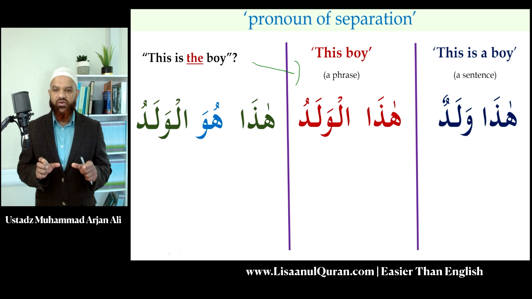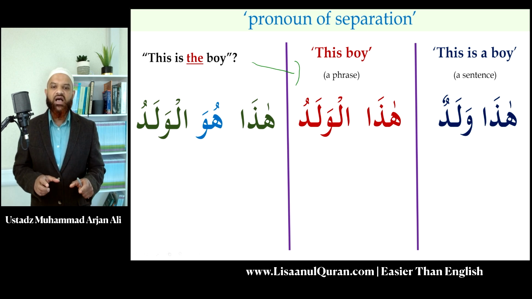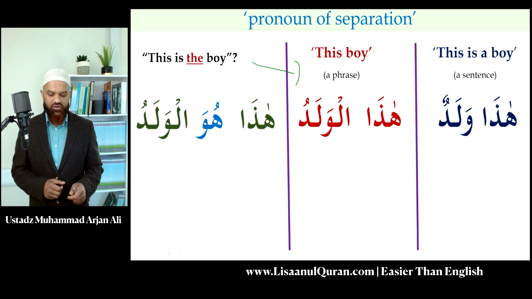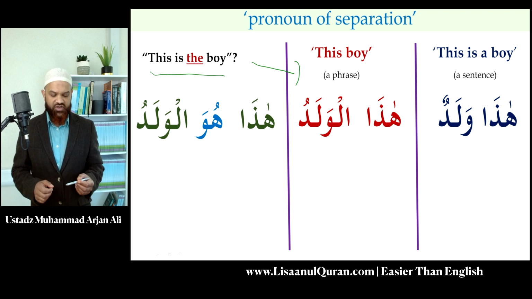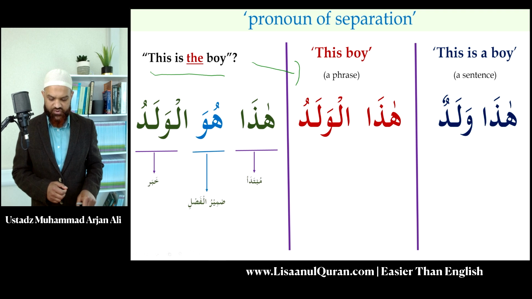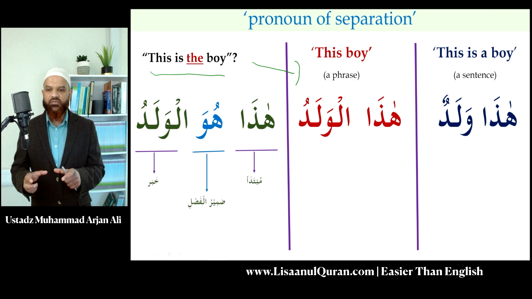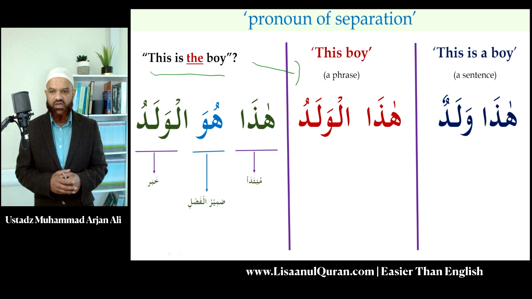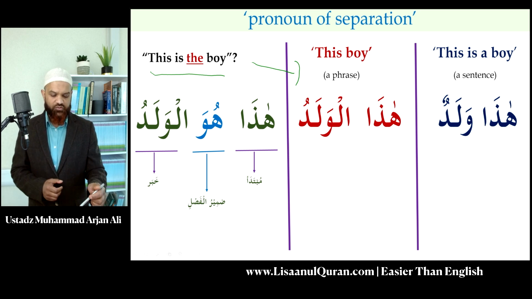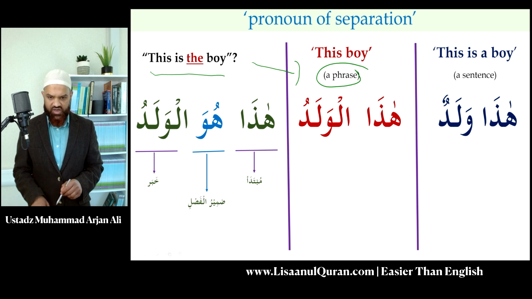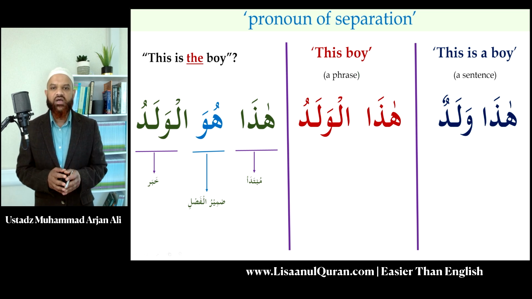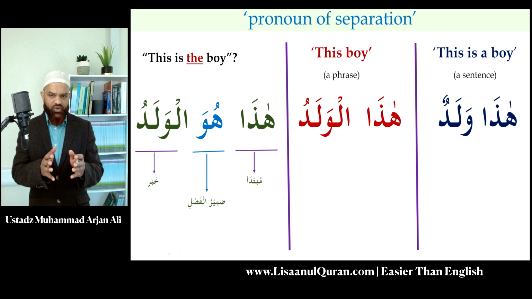So this pronoun now comes in the middle and becomes هذا هو الولد, and you'll translate that into English as this is the boy. So please note the pronoun of separation. So you have your mubtada and the khabar, and the pronoun will come in between so that the confusion between this phrase and the sentence is avoided. This is quite a lot used in the Quran, and we'll see examples of it. This is with the demonstrative.